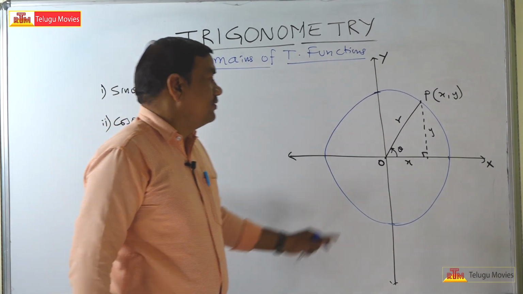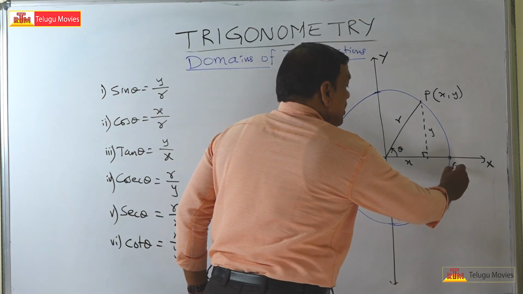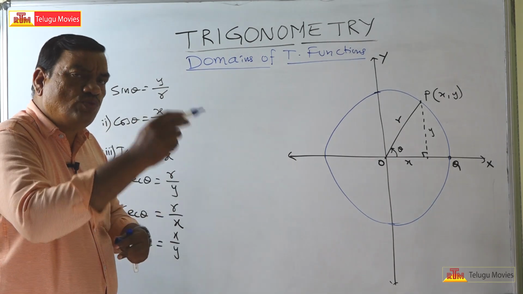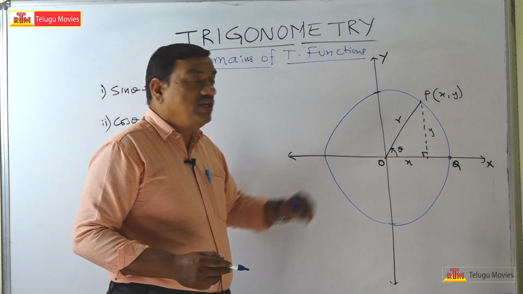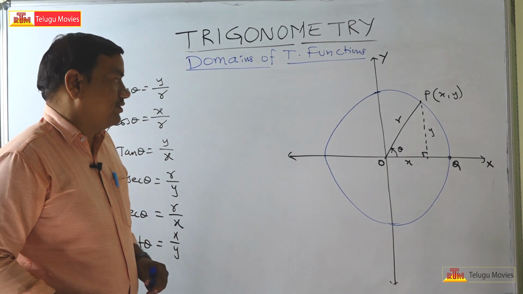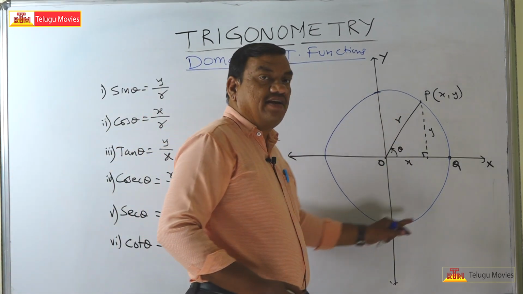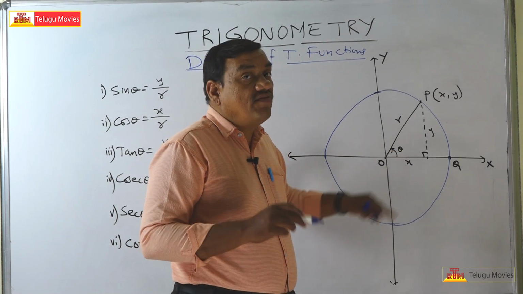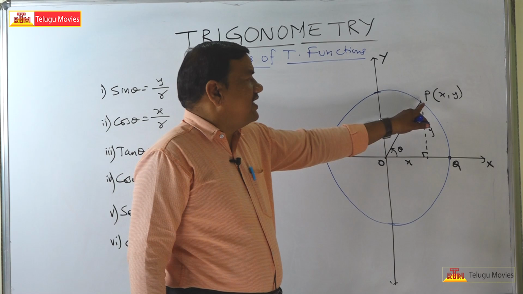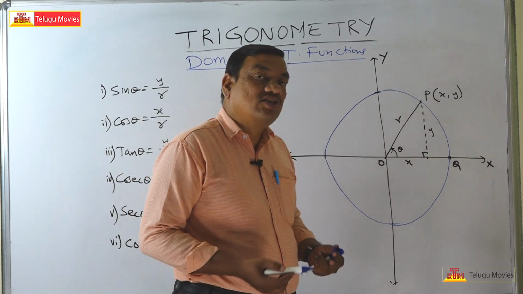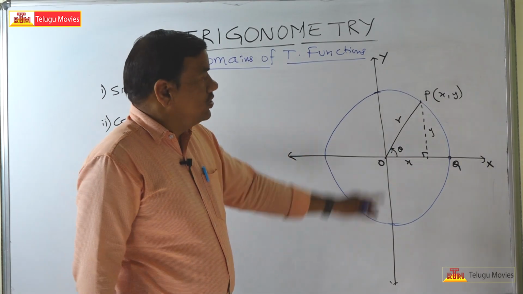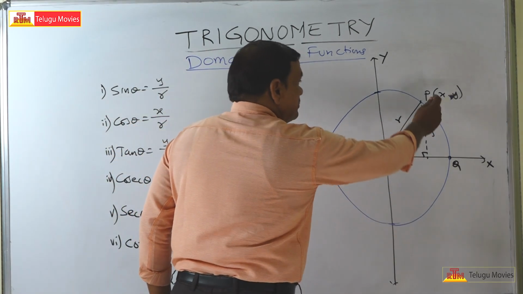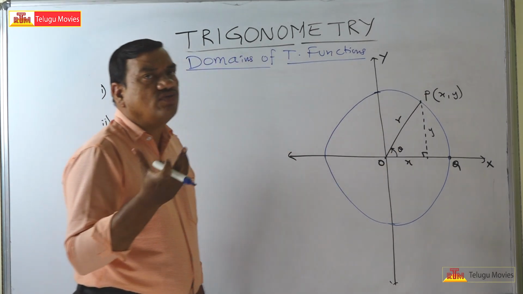Now, OQ is the initial side and OP is the terminal side. Terminal side means the side which will rotate with respect to the center. As it rotates, either in clockwise direction or anti-clockwise direction, the angle theta will vary. Automatically, the coordinates of P, x comma y, also will change. That means if it rotates, the x and y coordinate values will also change.